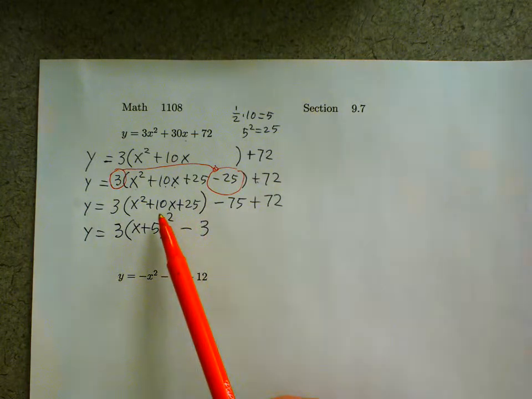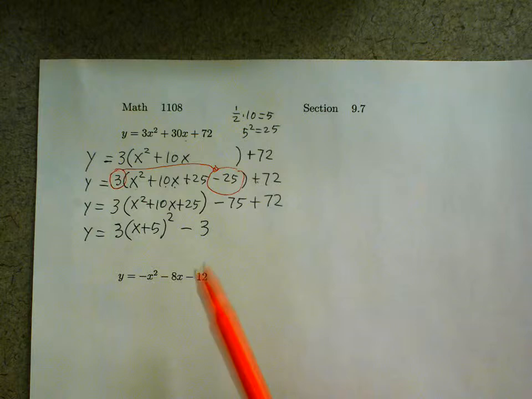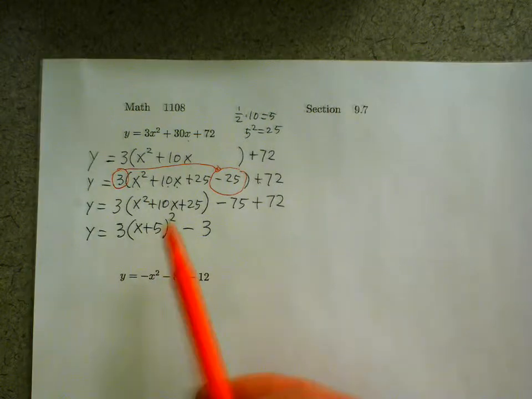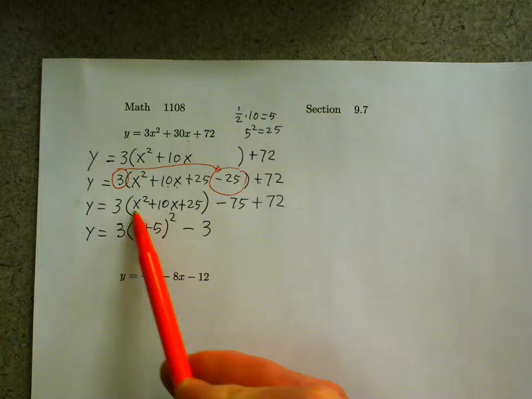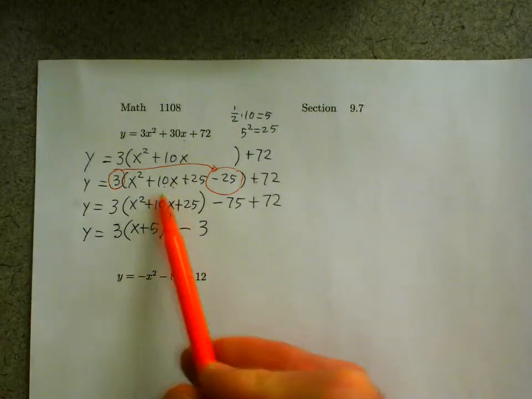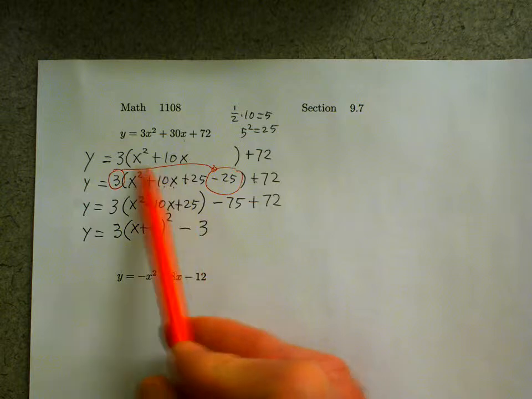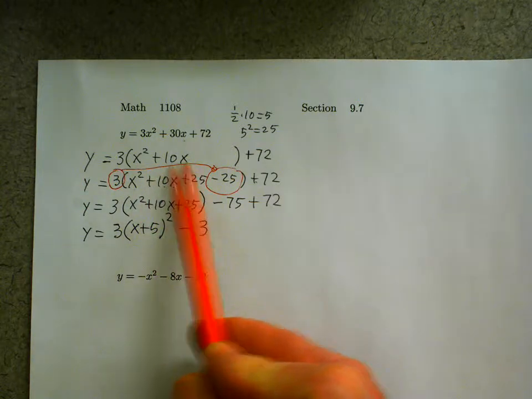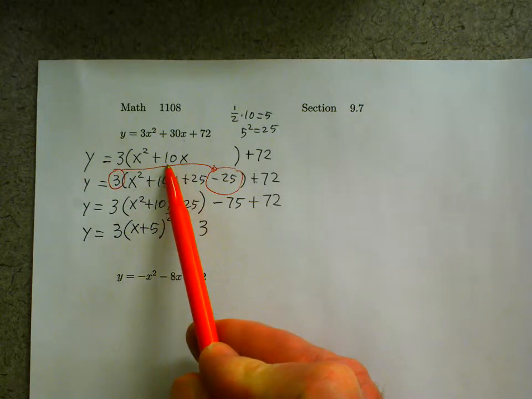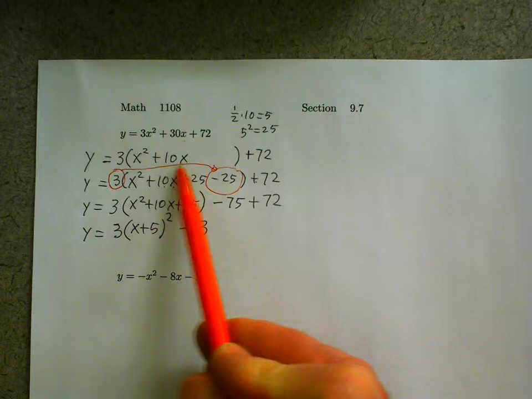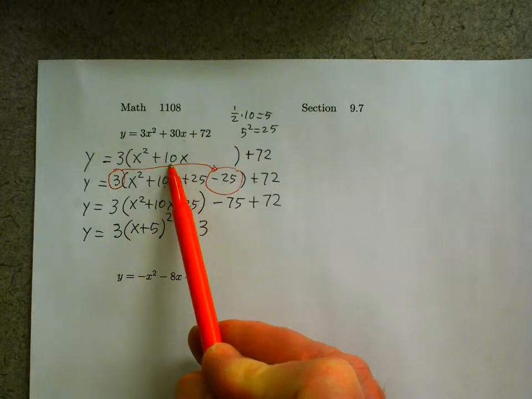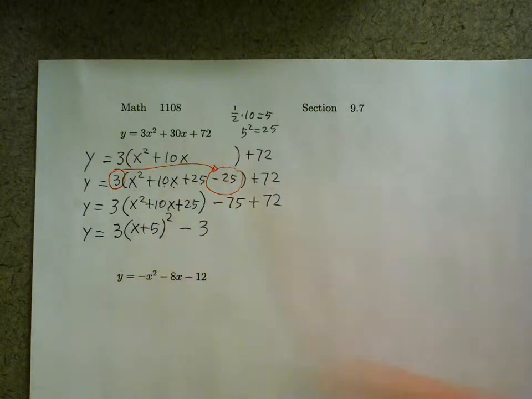There's a question: is the formula for finding the perfect square 1/2 of b squared? Yeah, that's what we did on the inside of the parentheses. We were just focusing on the x squared plus 10x. So b is 10, so 1/2 of 10 is 5. 5 squared is 25.